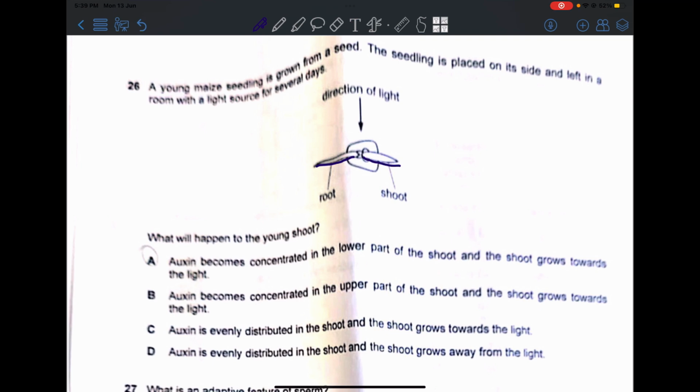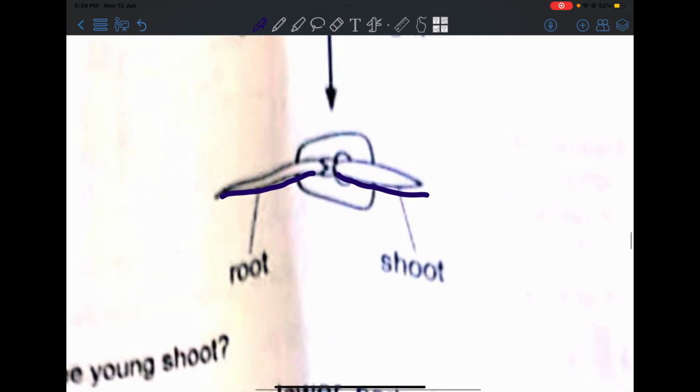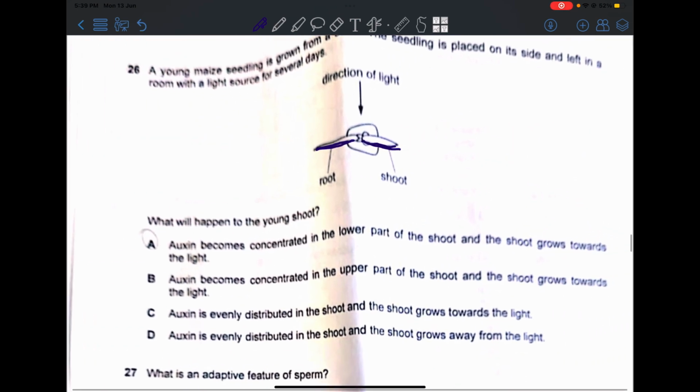26. A young maize seedling is grown from a seed. The seedling is placed on its side and left in a room with a light source for several days. What will happen to the young shoot? Now we know that auxin will actually accumulate in the dark areas, so it's going to accumulate in the areas that I have shaded over here, and over here. Now let's read the options.